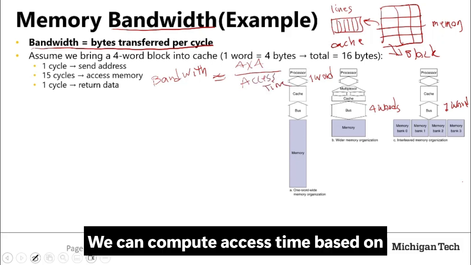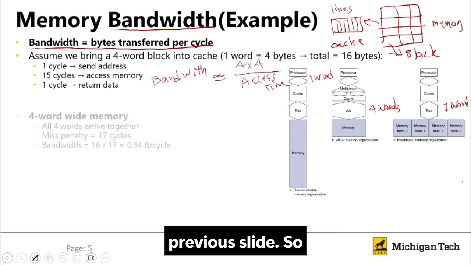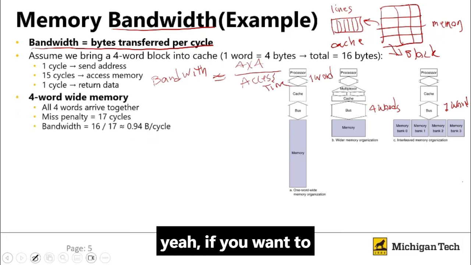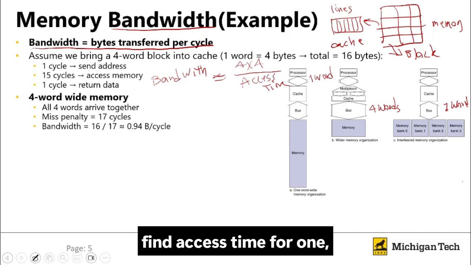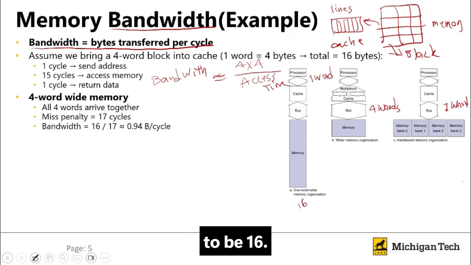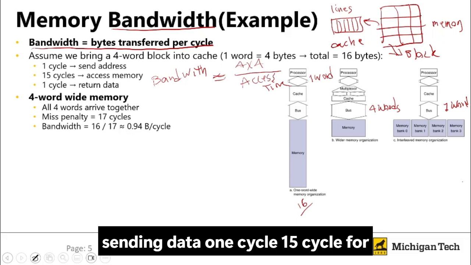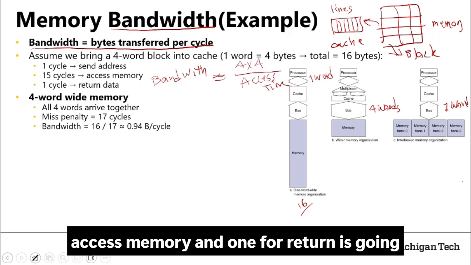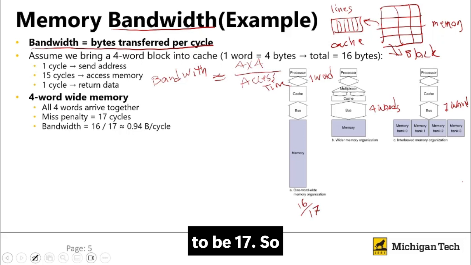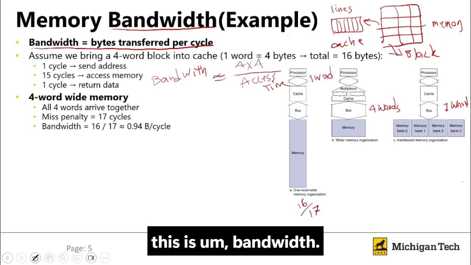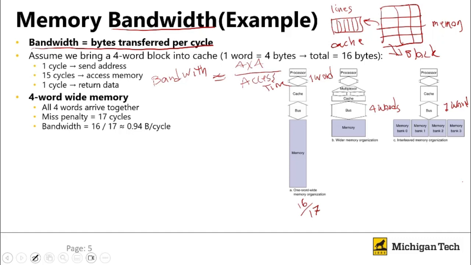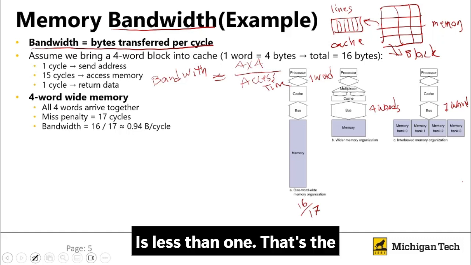We can compute access time based on the previous slide. If you want to find access time for one word wide, it's going to be 16 over... if you consider access time is sending data 1 cycle, 15 cycles for accessing memory, and 1 for return, it's going to be 17. So this is bandwidth, and it is less than 1. That's the bandwidth.